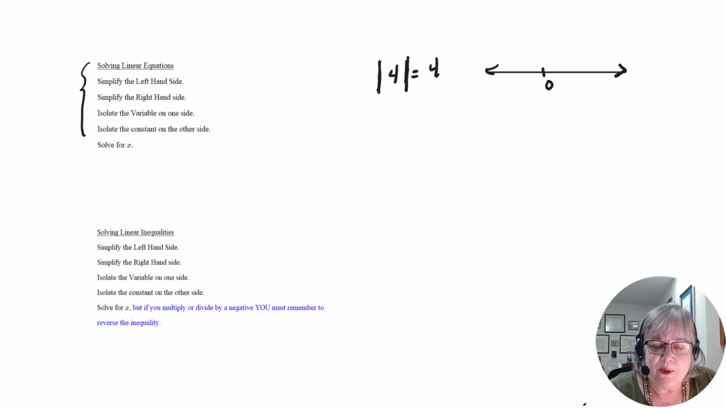Well, where could you be? You could be 1, 2, 3, 4 away on this side. That would be a distance of 4. And you could be 1, 2, 3, 4 away on this side, which is also a distance of 4, but its location is a negative 4. So the absolute value of any number is saying, how far are you away from 0?